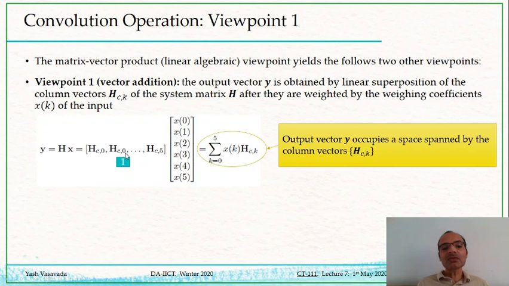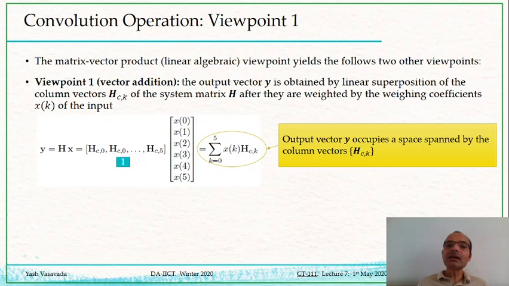But remember, these column vectors of H are nothing but our impulse response after it is shifted down by 1 unit every time. And so the output that we get at the output of this system, the convolution operation, we can think of as being restricted to occupy a vector space. And that vector space is the one that is spanned by the column vectors of the H matrix. And the reason is this particular expression. All that we are doing is adding a bunch of column vectors of the H matrix.